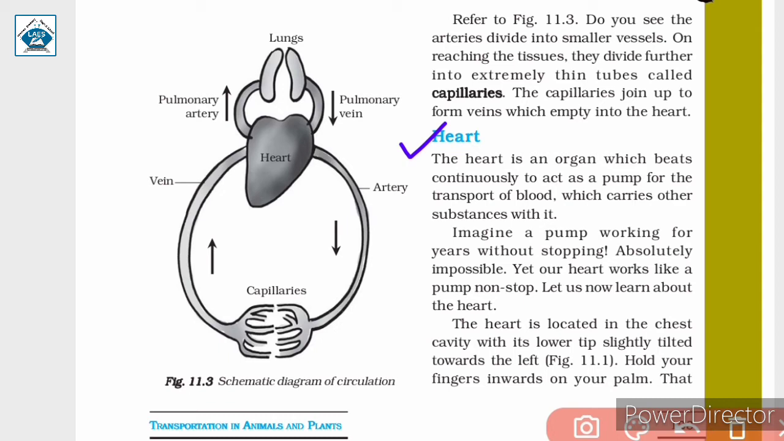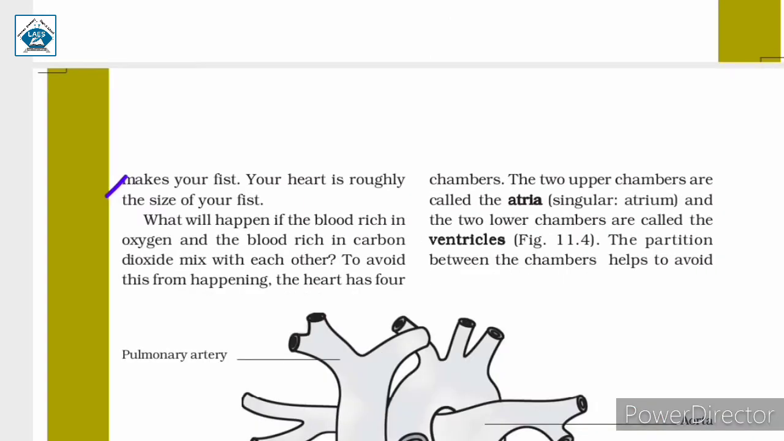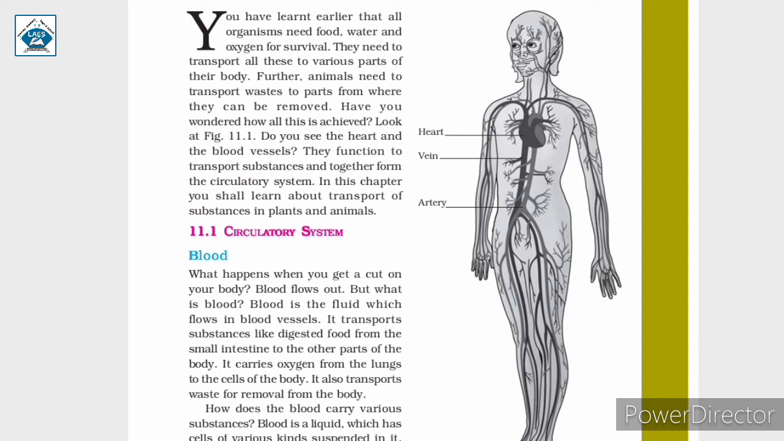The heart is located in the chest cavity with its lower tip slightly tilted towards the left. Hold your fingers inwards on your palm. That makes your fist. Your heart is roughly the size of your fist. Here in figure 11.1 we have the diagram of the circulatory system which mainly consists of the heart, veins and arteries. So the heart is an organ present in our body that pumps the blood in the blood vessels, and it is situated in the chest cavity. Its lower part is a little tilted towards the left.